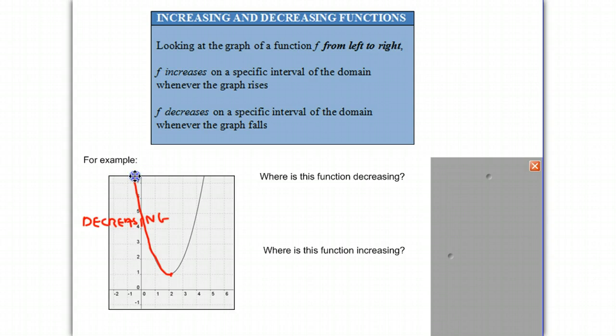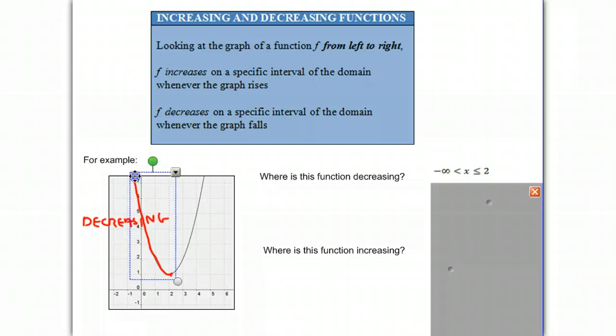We can express that in mathematical notation. One way of expressing it is saying that this function is decreasing, coming from negative infinity all the way down to 2. So we say x is greater than or equal to negative infinity, but it is less than or equal to 2, and that's where the function is decreasing.